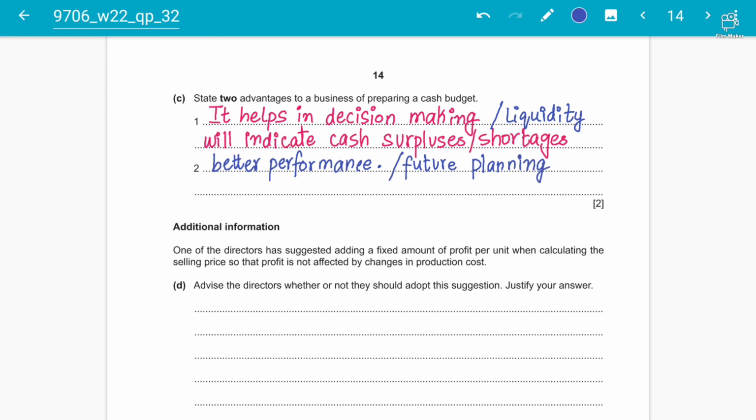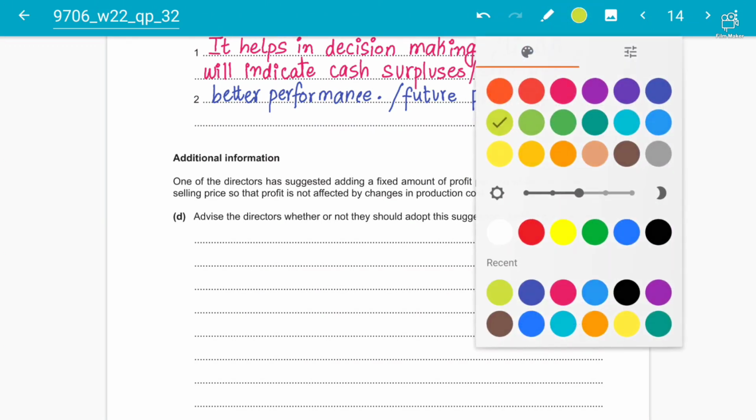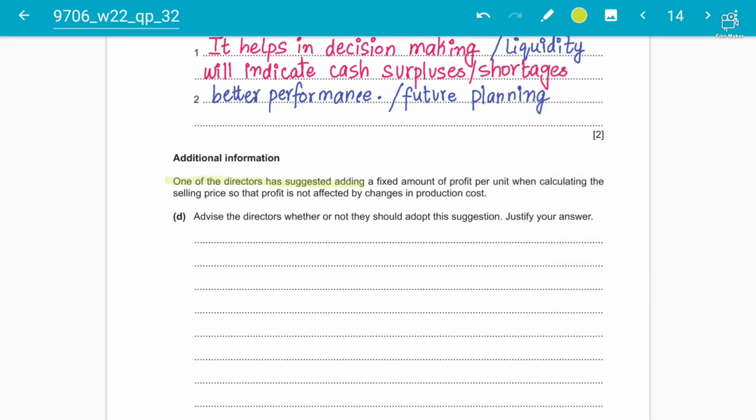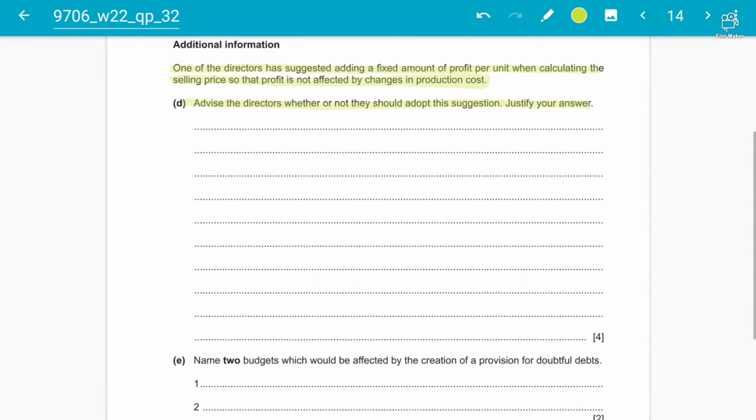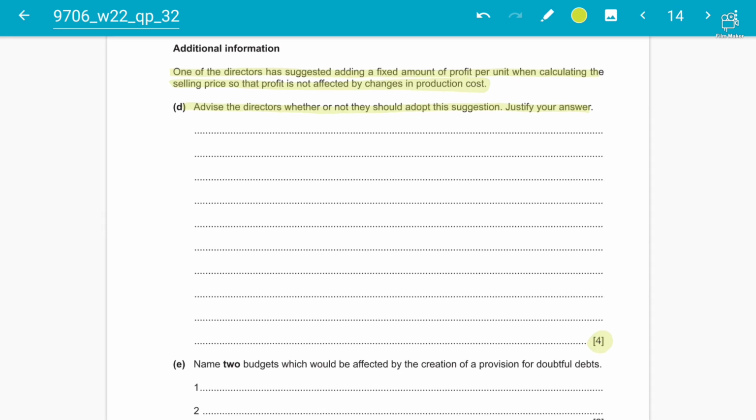Next theory question is, sir, one of the directors has suggested adding a fixed amount of profit per unit when calculating the selling price, so that profit is not affected by changes in production cost. Advise the directors whether or not they should adopt this suggestion for 4 marks, and you have to justify your answer, okay? So very important question as well.